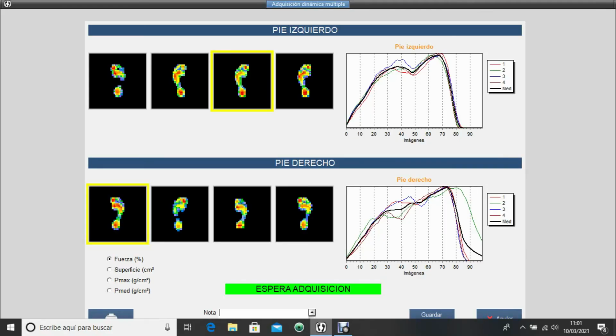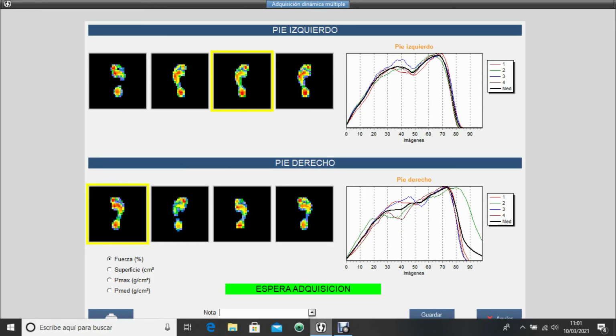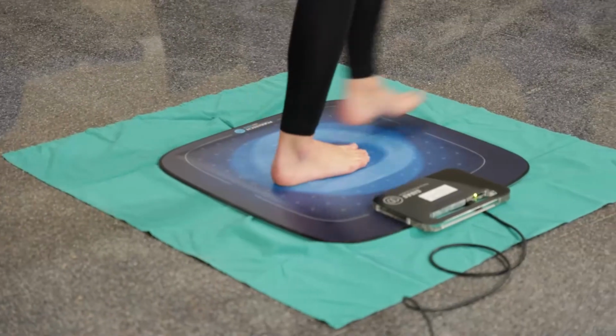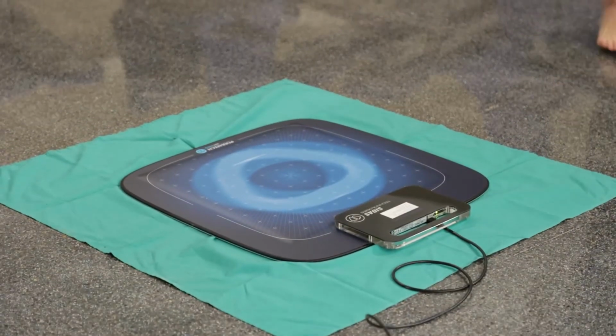Anyway, the platform's software allows us multiple dynamic measurement options, which will be easier. We will simply ask the patient to walk and put one foot or the other on the platform, and it will be the platform software that will tell us if it is the left foot or the right foot of our patient.